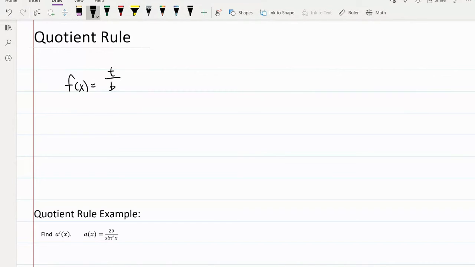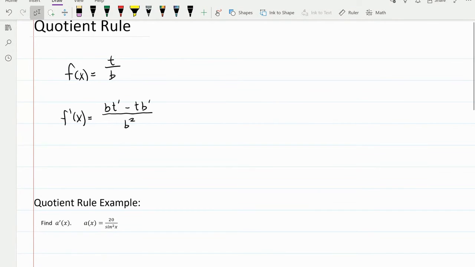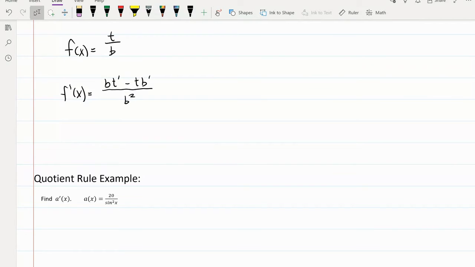So if a function can be written as t over b, then its derivative, f prime of x, is going to be the bottom function times the derivative of the top minus the top function times the derivative of the bottom, all over the bottom function squared. So if we look at this example here, our directions are to find a prime of x given the function 20 over sine squared of x. Pause this video here to come up with a solution to this problem.